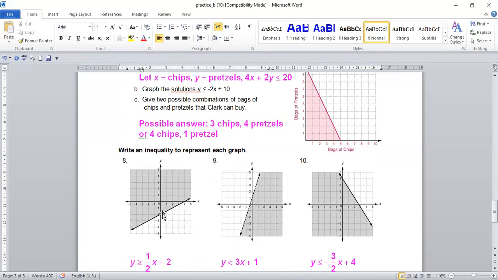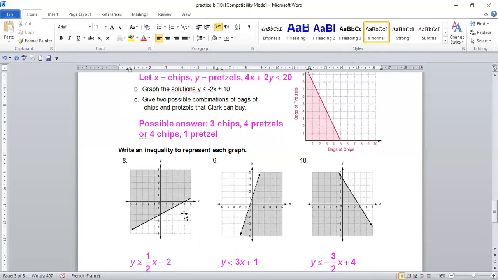Okay, now what is the y-intercept here? Y-intercept is -2. So we know the y-intercept. Then from the y-intercept, we need to find how many we need to move until it touches the other side. So from here, it's going to be 1, 2, 3, 4. So 4 to the right and 2 up. So 4 to the right and 2 up means the rise is going to be 2 and the run is going to be 4.